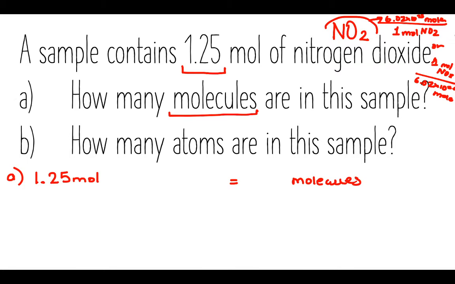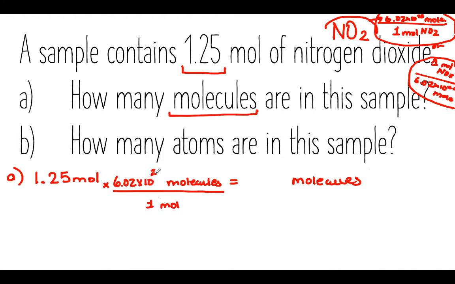I have to end up with molecules. So which of these two would I use? Would I use the molecules at the top and the moles at the bottom, or the moles at the top and molecules at the bottom, so that I can cancel out the unit of mole? What I would have to do is put the moles at the bottom. In the conversion factor, we always know that the number 1 is written right where the moles are written, and I would have molecules at the top. 6.02 times 10 to the power of 23 is the number of molecules that I have for every 1 mole.